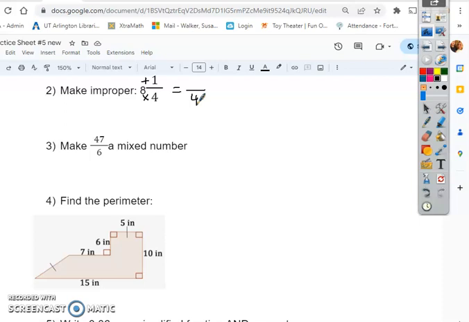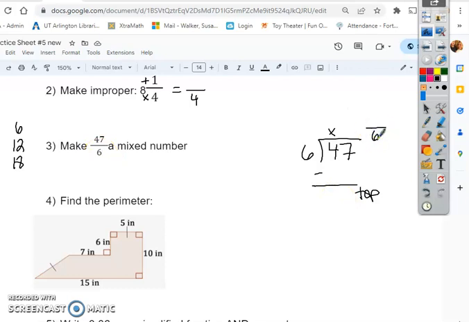Number 3, make mixed. Guys, I'm going to show you again, but we need to be getting better at this without me. That bar means divide, okay? So I'll put an X here because 6 won't go into 4. So you're going to list your 6's to the side, right? Figure out how many times 6 will go into 47 without being too big. Subtract. Whatever you get goes on top. So you'll have a whole number. Whatever you get here goes on top, and the bottom number stays a 6. Let's make sure we get that right.